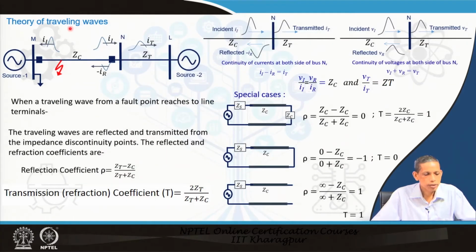Now, let us go on to more of the theory of travelling waves. So, we see such a system. Whenever a fault happens, the travelling wave goes here, it goes there, and suppose at this point it finds a characteristic impedance of Z c, and on this side another, maybe a cable or overhead line, with Z t. When it meets such a situation, because the associated characteristic impedance is different, the corresponding currents and voltages get reflected and something is transmitted.